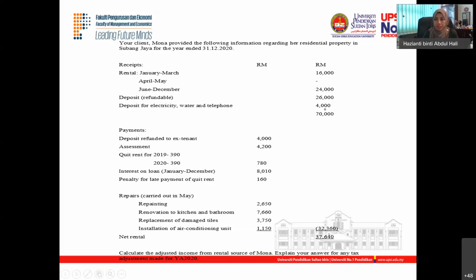66K for rental income. Anyone else? You can just switch on your mic to answer. Let's look at the income first. For sure, it is not 70,000. So how much do you think?